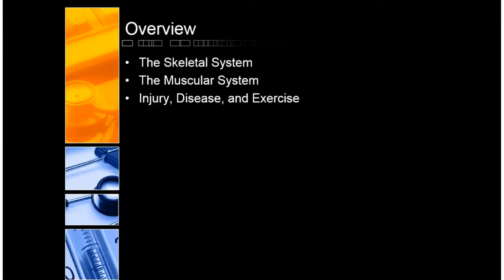So the overview for this week will span three different topics. First, the skeletal system, then the muscular system, and then we're going to talk about injury, disease, and exercise to both the skeletal and muscular systems.